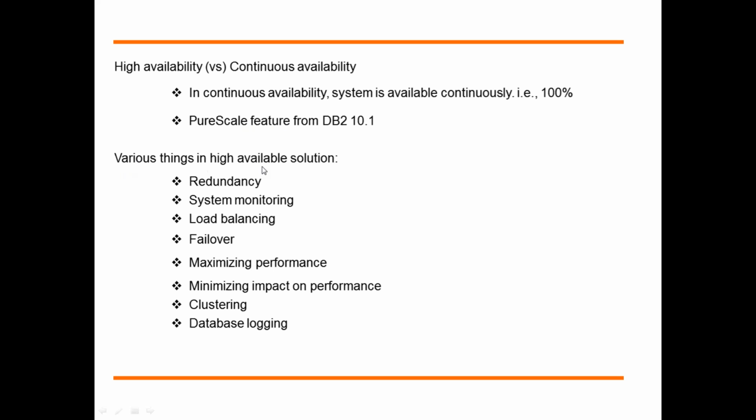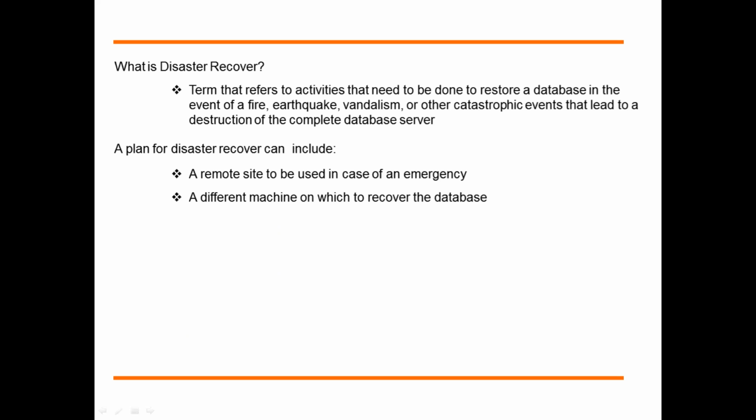What are the various things in a high availability solution? You can implement a high availability solution through redundancy, system monitoring, load balancing, failover, and maximizing performance and minimizing the impact on performance. These are the important terms. Clustering and database logging are also important things that come under a high availability solution.